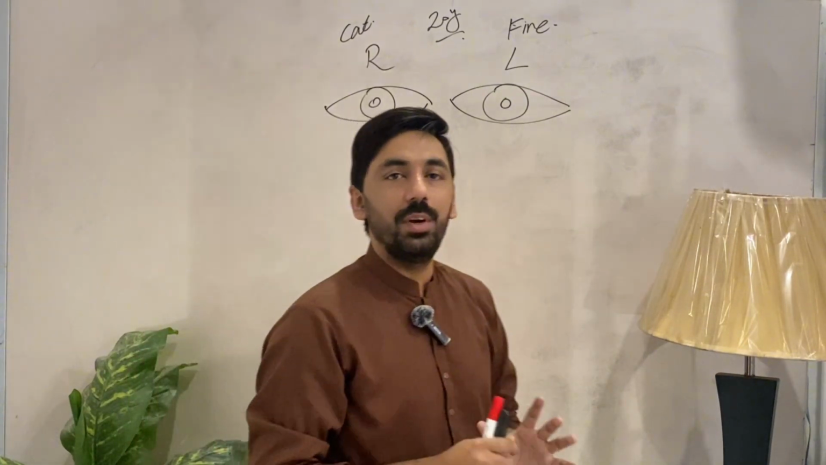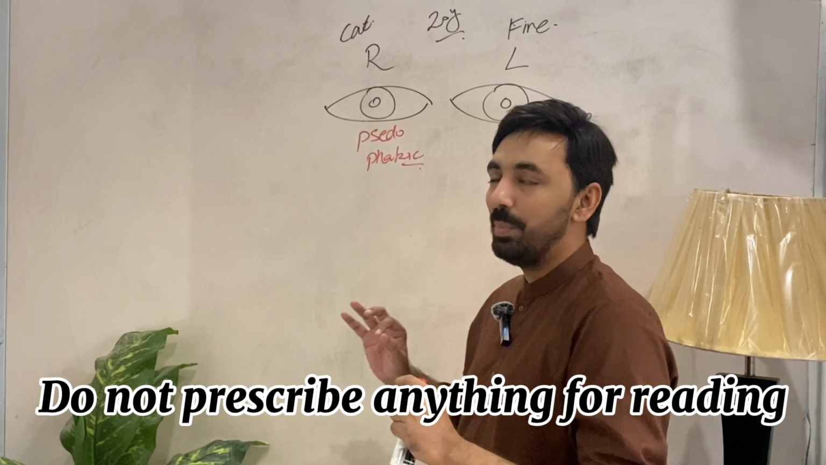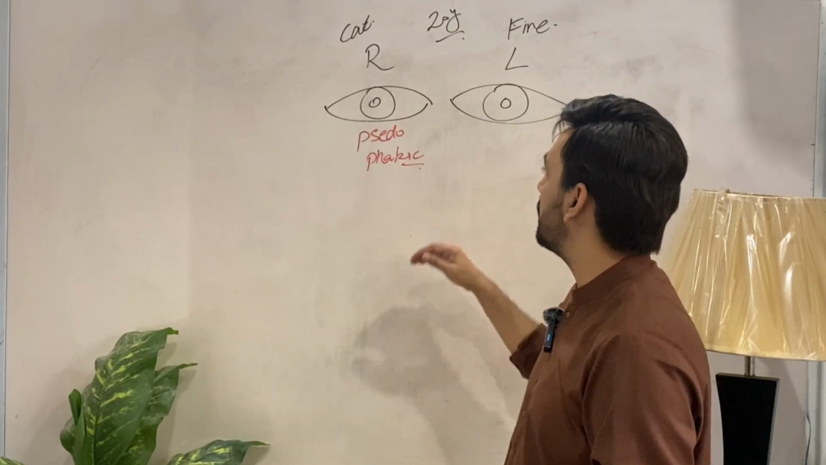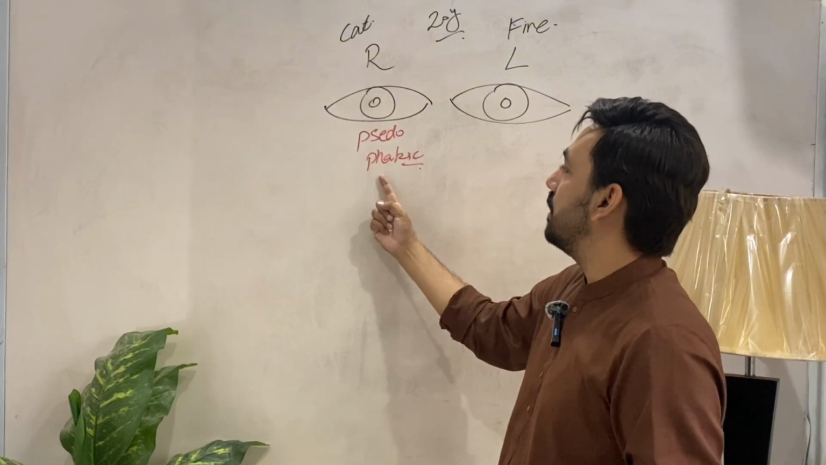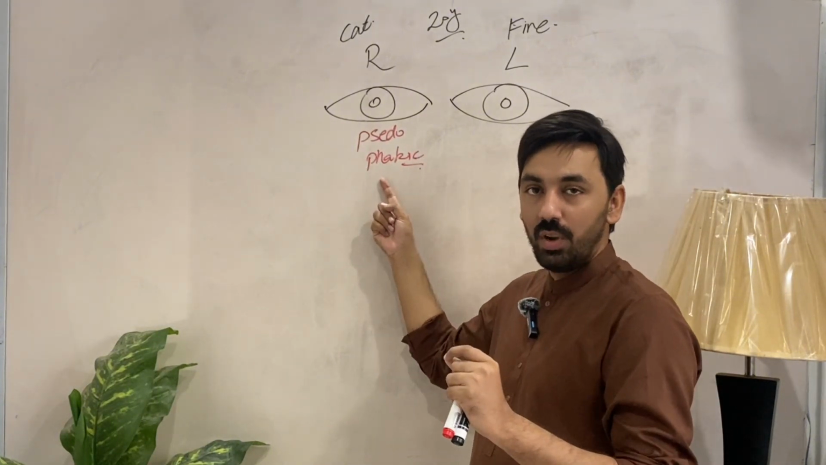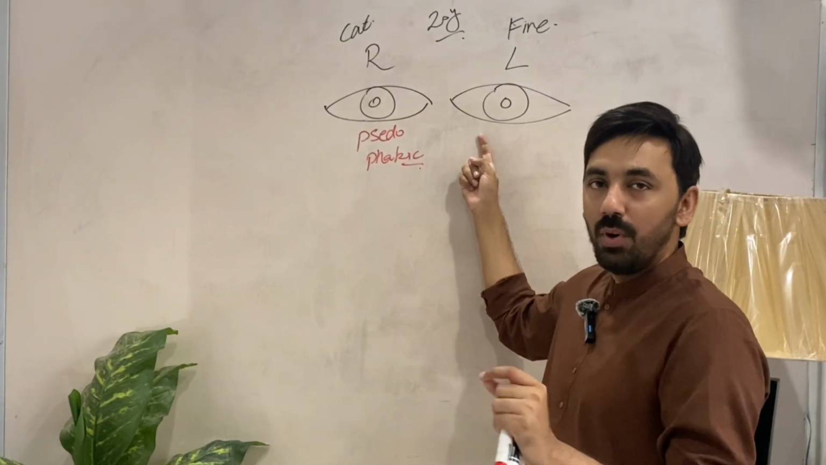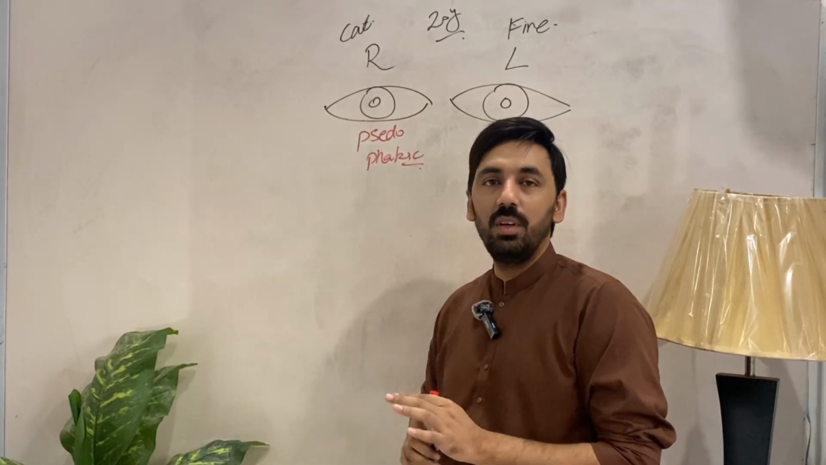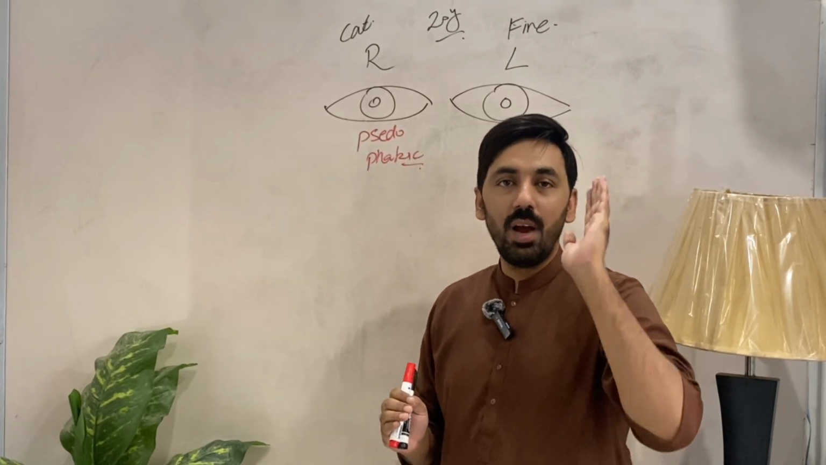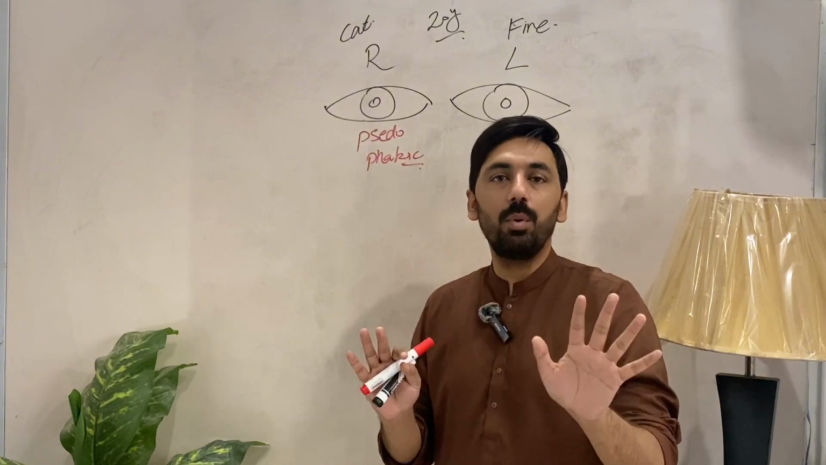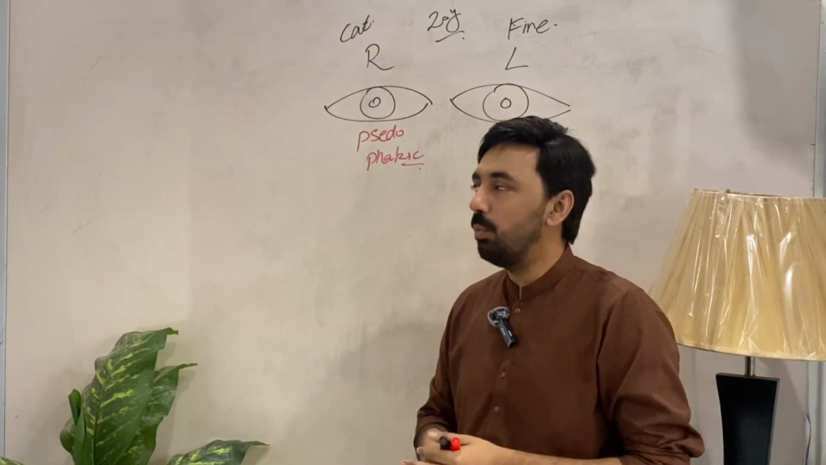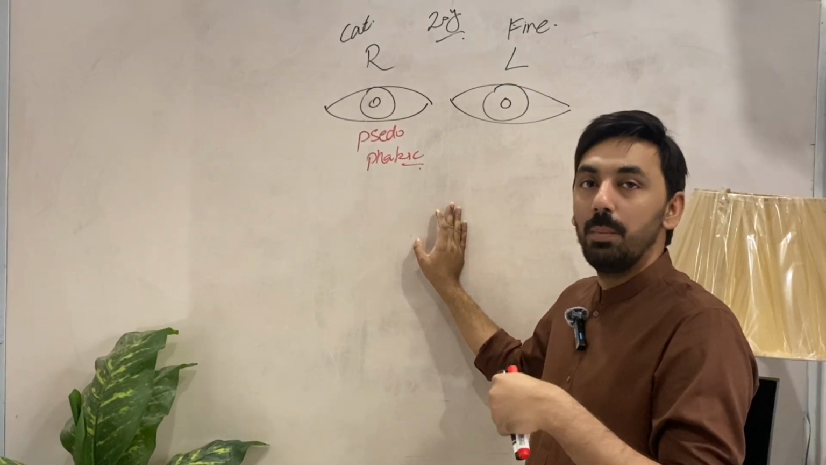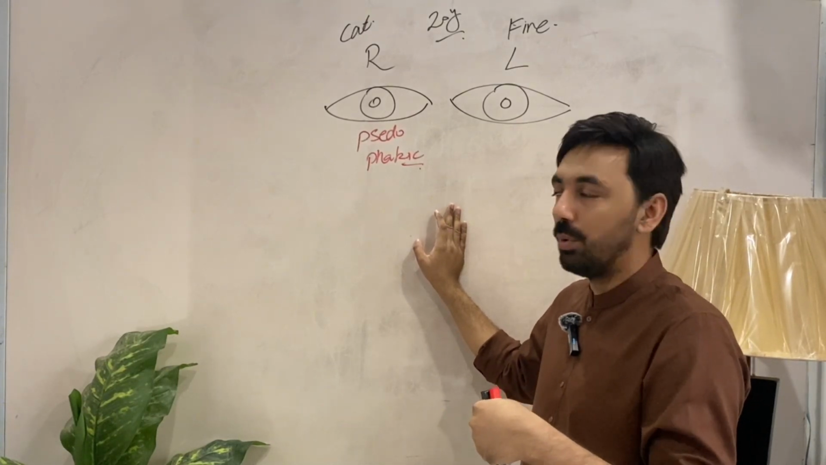So the first mode of treatment is that do not prescribe anything for reading. Do not prescribe a near add. Why? Because this eye has an artificial lens, and this eye is totally fine at distance. Both eyes have 6/6 visual acuity at far distance, so there is no problem at the far distance. And when this patient looks at near, he or she may feel some problems.